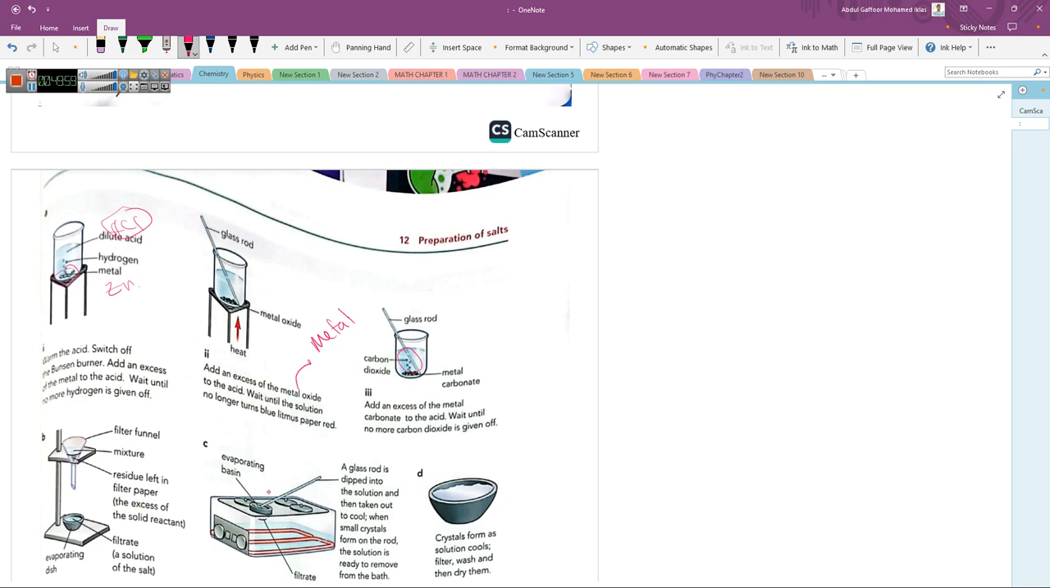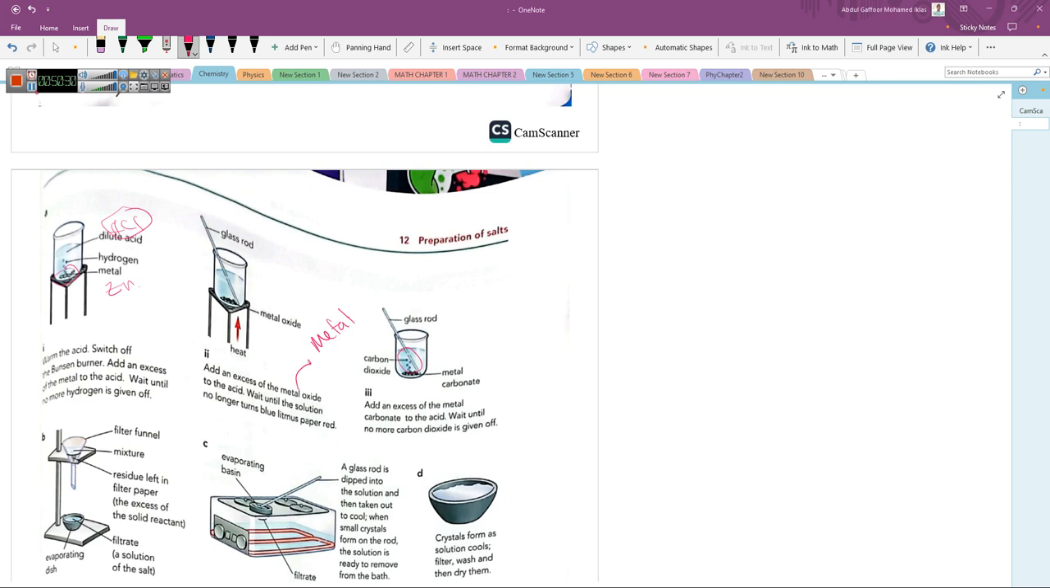Warm the acid, switch off the Bunsen burner, and then add excess. So you can use this metal oxide in acid in order to produce salt, right? So that is also another method. For example, sodium oxide, they are insoluble in water, so you can utilize this method, right?